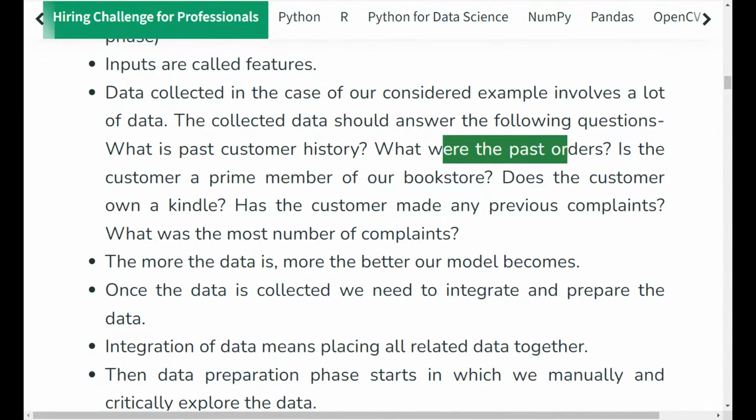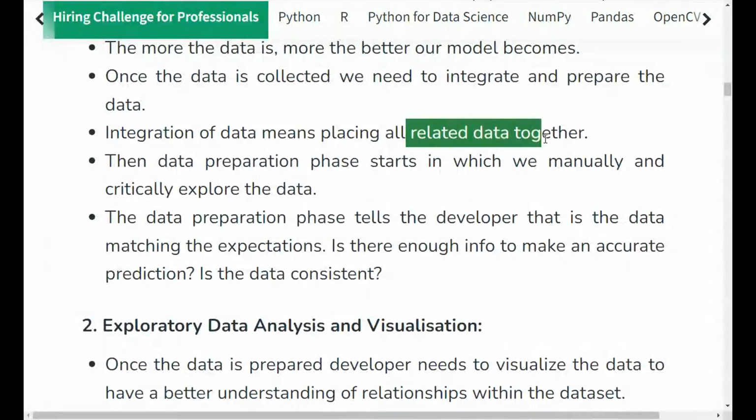Once the data is collected, we need to integrate and prepare the data. Integration of data means placing all the related data together, and many databases that you look at are actually not stored in a single place. That is another scenario you might understand. You will learn this when you study data mining subjects or projects. What happens is slicing or cloning. Database slicing happens, and it will be vertical or horizontal.